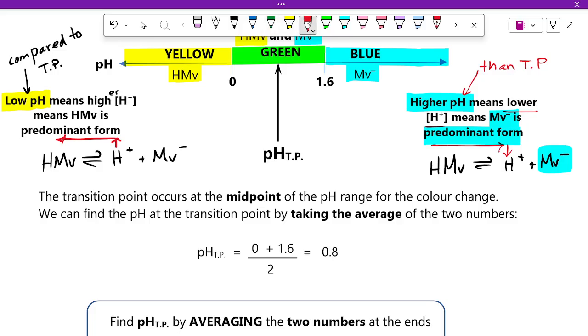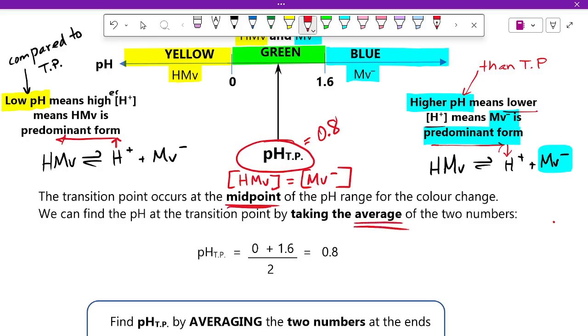So now we have our pH at the actual transition point, and that is where HMV concentration is equal to MV minus, and it is halfway between 0 and 1.6. What is that pH? 0.8. It's at the halfway point. How do we find a halfway point? We take the average. In this case, it's really easy. You just take 1.6 and divide by 2.